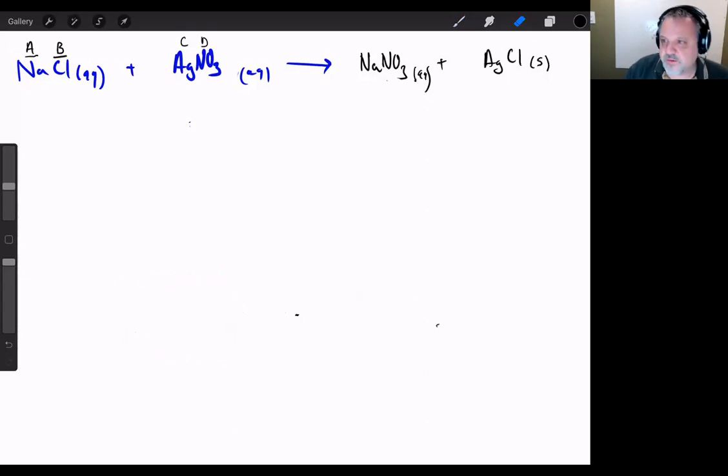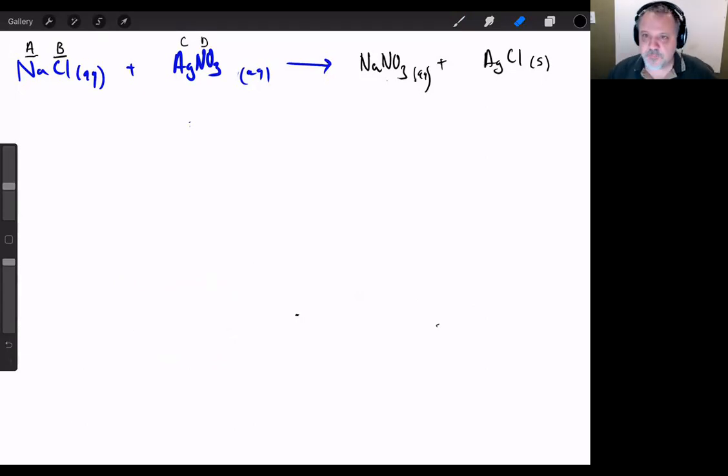So how does this work? You'll see it. It'll be cloudy in the solution. Two clear and colorless solutions get mixed together, and there's a cloudiness that happens, a white cloudiness. And that cloudiness is the solid. So you can predict what will happen based on solubility rules, but you'll also be able to see what happens based on what you see in the videos.